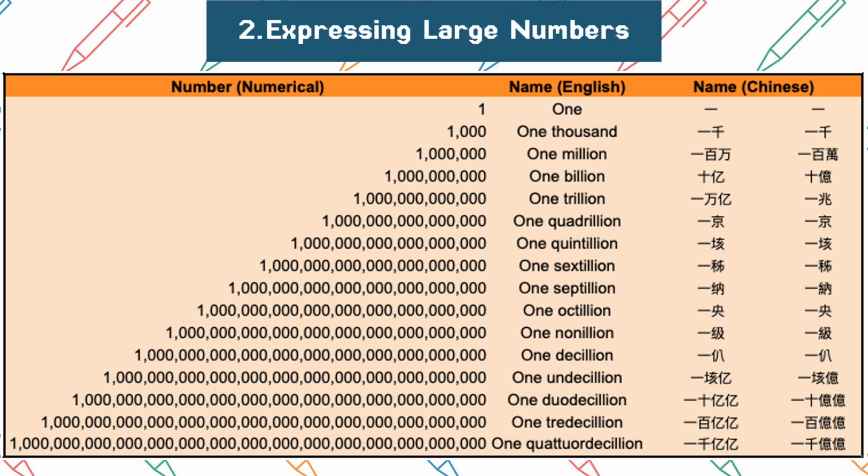Next, let's learn how to express large numbers. As the numbers grow larger, the naming conventions follow a systematic pattern. Here are some examples: 1, 1,000, 1 million, 1 billion, 1 trillion, 1 quadrillion, 1 quintillion, 1 sextillion, 1 septillion, 1 octillion, 1 nonillion, 1 decillion, 1 undecillion, 1 duodecillion, 1 tredecillion, 1 quattuordecillion.